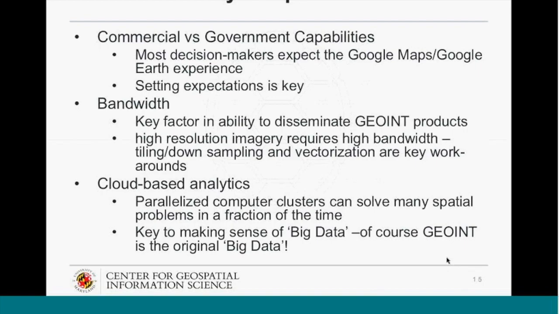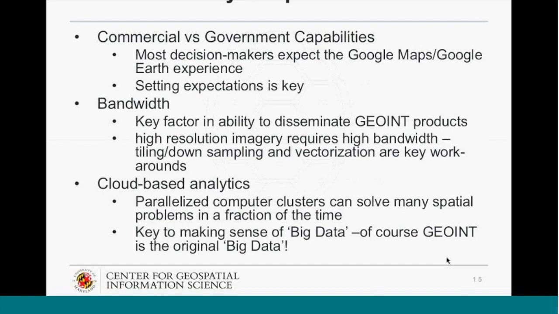There's not enough bandwidth. So another big general topic area is cloud-based analytics. The idea of having these parallelized computer clusters, aka the cloud, you can use those to solve a lot of spatial problems in a fraction of the time that it used to take. So there's an incredible amount of power there to solve problems. But the key is making sense of the big data, right? It's one thing to be able to solve a problem. It's another thing to understand what problem should be solved. So that's part of the challenge.